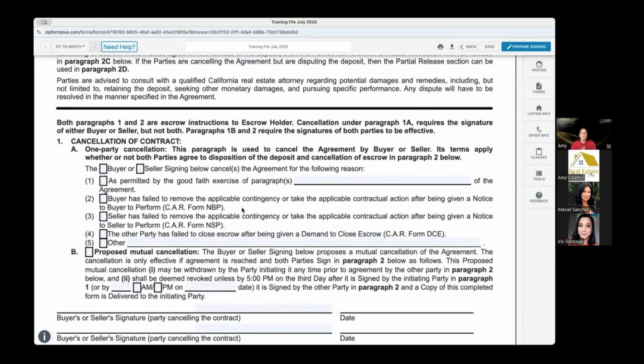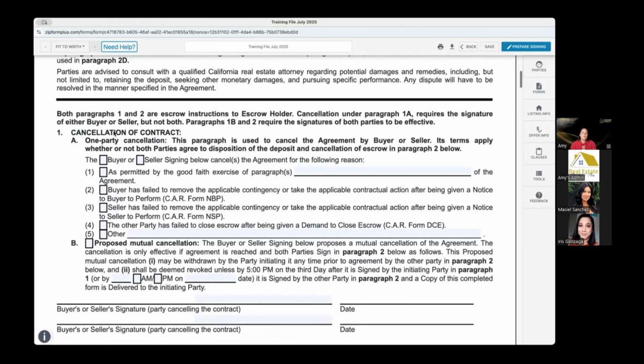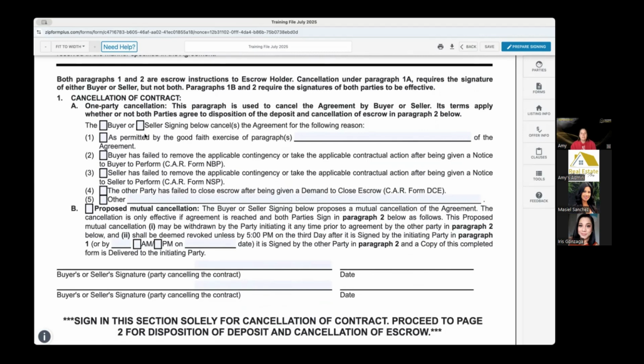Cancellation of contract, one party cancellation. This paragraph is used to cancel the agreement by buyer or seller. Its terms apply whether or not both parties agree to the disposition of the deposit and cancellation of escrow in paragraph 2 below. You're going to check who's doing the cancellation. Is it the buyer or the seller? And why are they canceling? Section 1 is as permitted by good faith exercise of paragraph blank of the agreement. So you're going to go back to the purchase agreement, and you're going to look for the paragraphs that reference the inspection contingency, the loan contingency, or the appraisal, right?